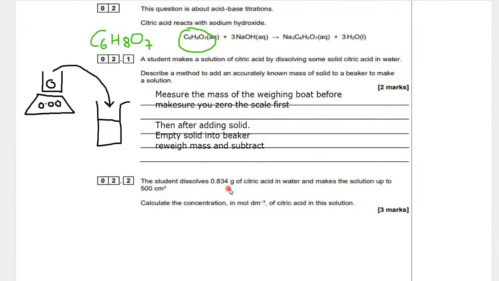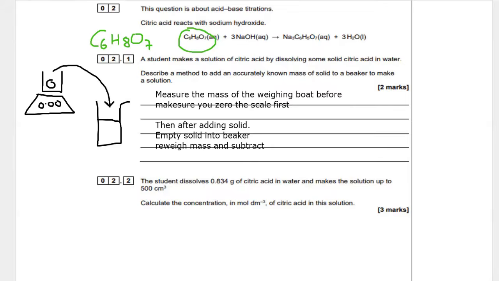The student dissolves 0.34 grams of citric acid in water and makes the solution up to 500 centimeters cubed. Calculate the concentration in mol dm^-3 of citric acid. So all we've got to do is convert these grams into moles and then convert these centimeters cubed into dm cubed. This means we've got to divide moles by dm cubed. So first let's get the moles, then the dm cubed, then let's divide them.